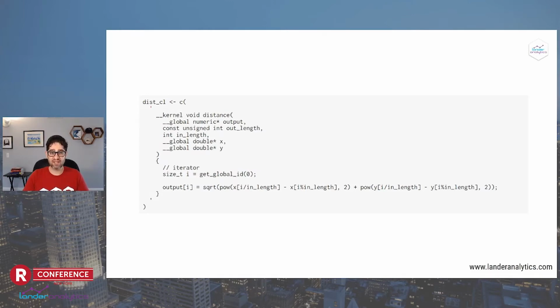Right here, I'm building a distance function. But notice there are no for loops. Usually, if you build a pairwise distance function, you need nested for loops. There are none. Because I set i to get_global_id, and that knows that there are outlength outputs. And it will automatically parallelize your code across the GPU or other device.